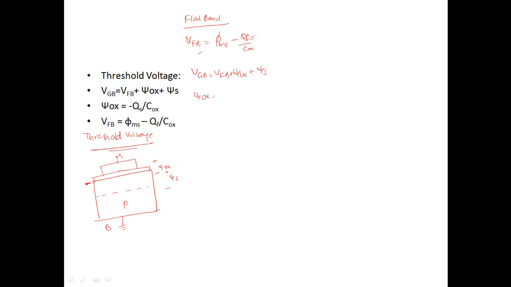The potential across the oxide layer would be minus Qs by Cox, where Qs is a total semiconductor charge density. And the total semiconductor charge density would be the sum of the depletion charge density and the inversion charge density. But in our question, it's stated that it's operated at the threshold voltage. So it means that the inversion charge is 0. So Qs is Qd and psi ox is minus Qd by Cox. And so the final equation, that is the applied voltage Vth, is VFB, that is phi ms minus Qd by Cox plus psi s, which is 2 times psi b.